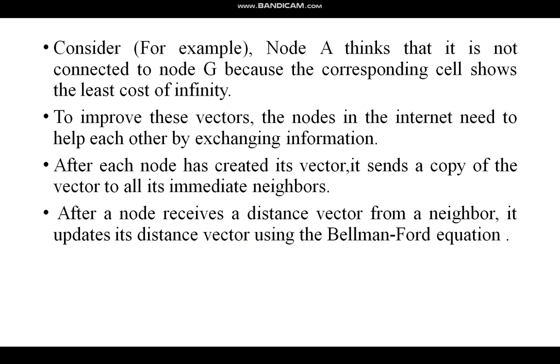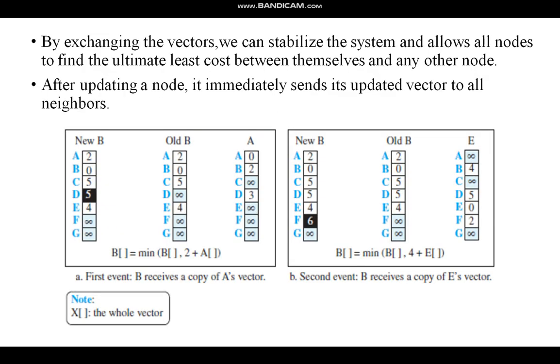To improve these vectors, the nodes in the internet need to help each other by exchanging information. After each node has created its vector, it sends a copy of the vector to all its immediate neighbors. After a node receives the distance vector from its neighbors, it updates its distance vector using the Bellman-Ford equation. By exchanging the vectors, the system stabilizes, which allows all nodes to find the ultimate least cost between themselves and many other nodes.